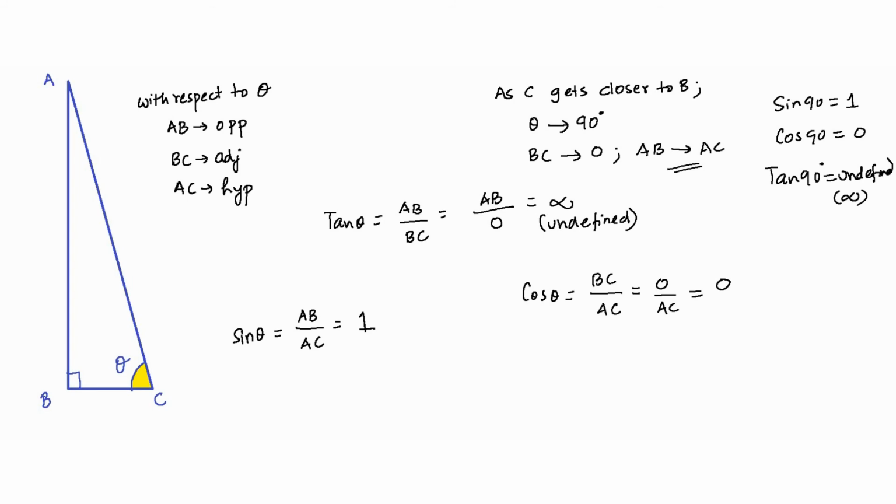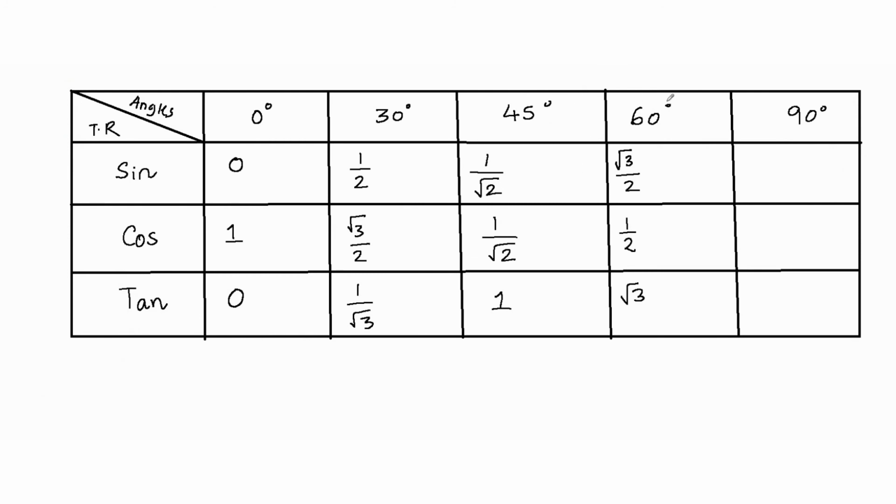So let us fill the value in the trigonometric table. So we saw that sine 90 was equal to 1, cos 90 was equal to 0, and tan 90 was undefined or infinite. So now we have the complete table for all our standard angles.